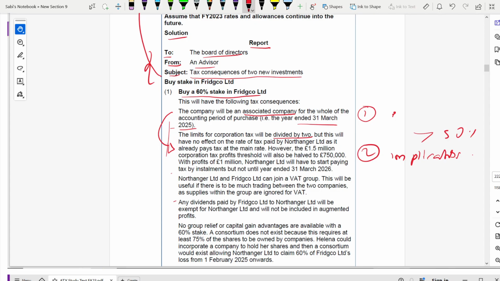Often students don't know how to write a report, how to start, what should be the main part, what should be the conclusion, what should be the introduction. They often stumble. So the limit will be divided by 2. Okay, but remember, this will have no effect on the rate of tax. In this case, you must mention the name of the company given in the case study. Why? As they already pay tax at the main rate. If they are already paying at main rate, it will not have an impact. Otherwise, it will have an impact.